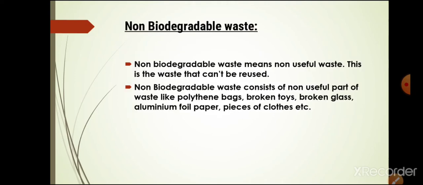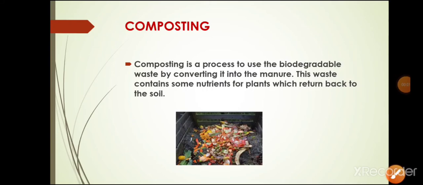Now, non-biodegradable waste. This waste does not decompose and remains as such for a long time. For example, polythene bags, metal objects, glass bottles, iron nails, switches, etc. These are examples of non-biodegradable waste, and this waste cannot be reused. Now students, we will study composting. What is composting? Degradation of garbage by the action of microorganisms to convert it into manure is called composting. And composting can be done at homes, in parks or in fields.